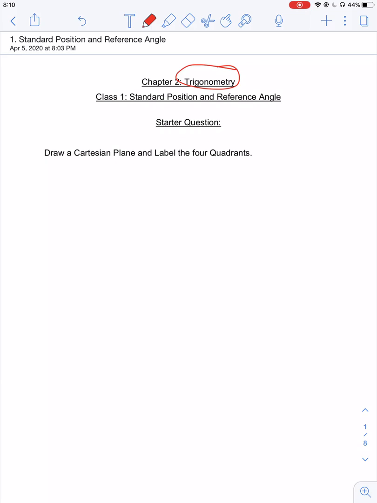So for the starter question, I'm just going to ask you to pause the video and answer this question. Draw a Cartesian plane and label the four quadrants. So the Cartesian plane is your XY plane, right? This is X and that is Y, and I'm just asking you to label the quadrants, okay? Hopefully this makes sense to you, because we're going to extend on this logic. So please pause the video and then proceed, but I'm going to go ahead anyway.